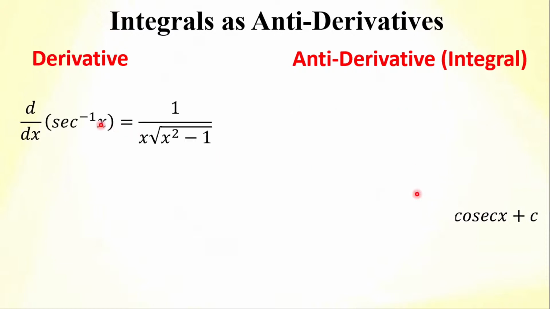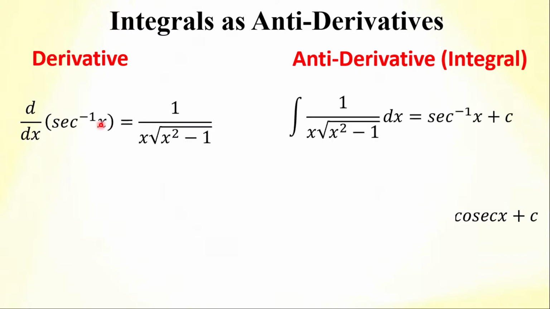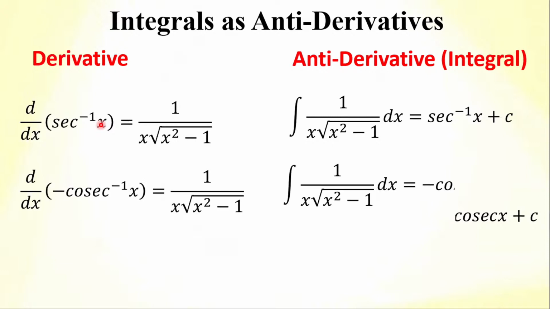The same is happening with sec inverse x. Its derivative is 1 upon x root of x square minus 1. So the integral of 1 upon x into root of x square minus 1 is sec inverse x. And the same will be there with a negative sign for cosec inverse x.